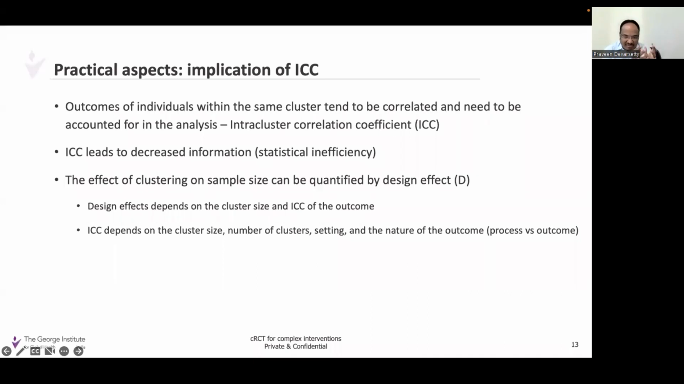So the people within those clusters, and if I can take an example of a village as a cluster, the people within those clusters are very similar to each other. So it is the amount of correlation that exists within those individuals versus the correlation that exists between each cluster that we have taken in our study.